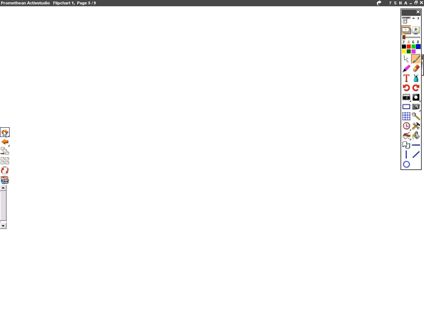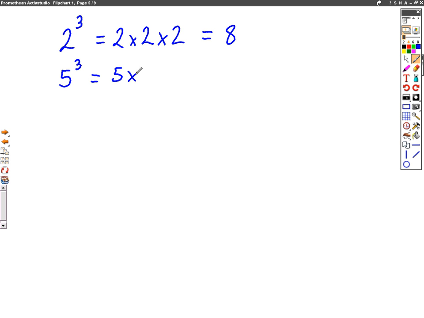Next one we're going to do, cubed. So, for example, we might get a question like 2 cubed. Well, we need to know that this means 2 times 2 times 2, because cubed means times together 3 times. Well, 2 times 2 times 2 is 8. Let's do another one. Say you had 5 cubed. Well, that would be 5 times 5 times 5, which is 125. So that's what cubed means.